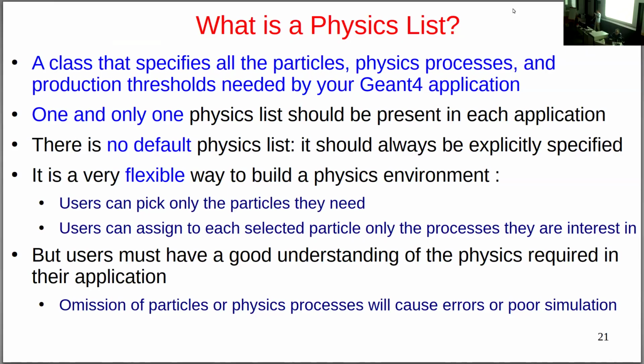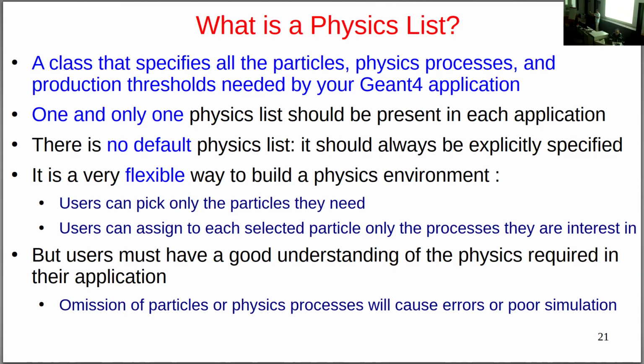So what is a physics list? It's a class where we specify all the particles, all the physics processes, and eventually also the production cuts, which are needed by your Geant4 application. So there must be one and only one physics list. There is no default. You have to make an effort to choose one, okay? And the reason is that it's a flexible way to build your simulation.